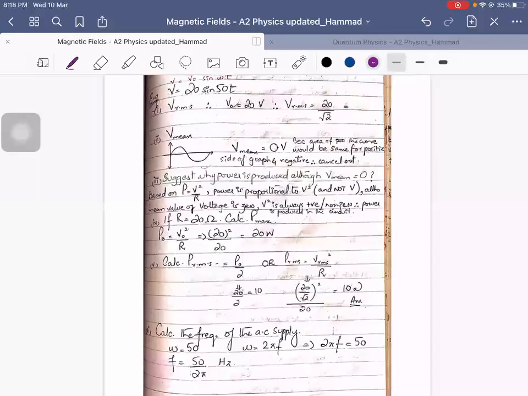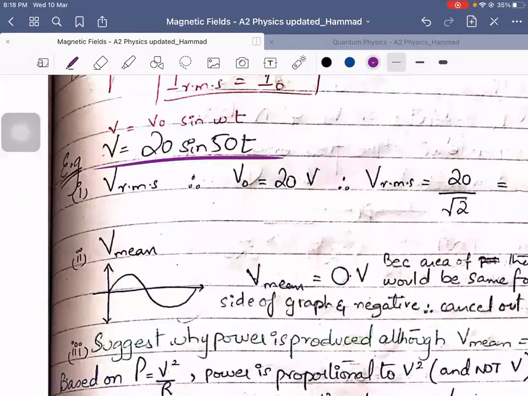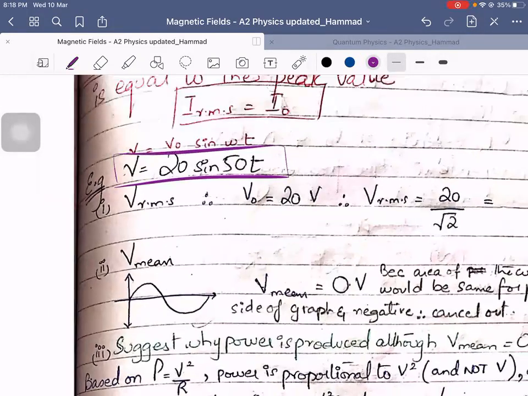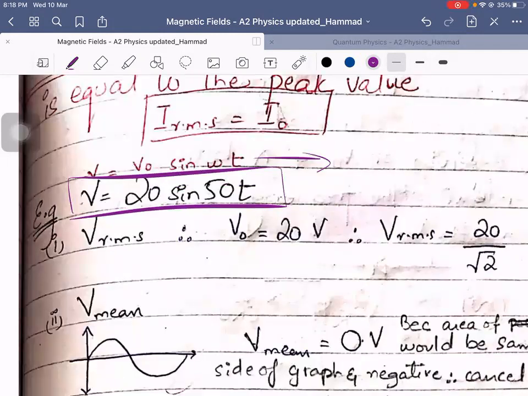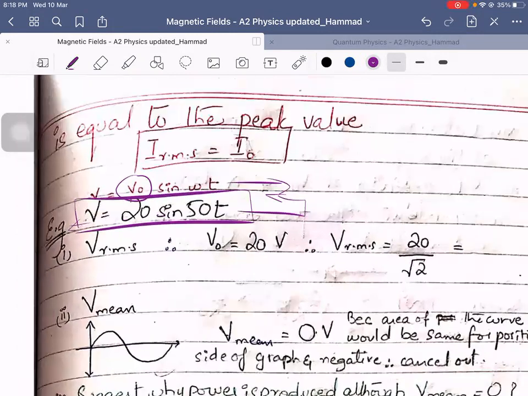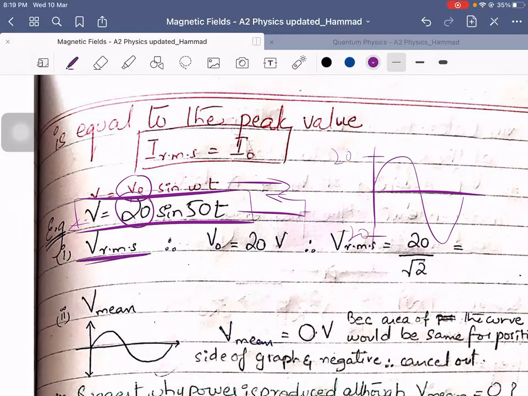In some cases, they give you an equation, right? By the way, this equation can be written somewhat like this. This V is at a specific instant, an any-time value. V naught is the peak voltage. If you were to draw a graph of this, let's say it's a sine wave. So this 20 is actually your amplitude, right? You were asked to calculate the RMS. So 20 divided by under root 2 would give you the RMS value.